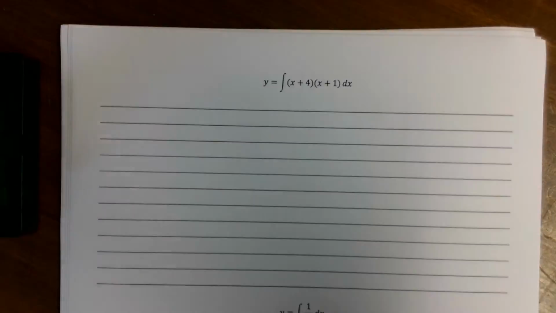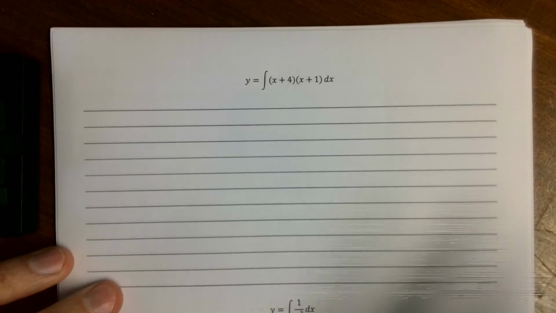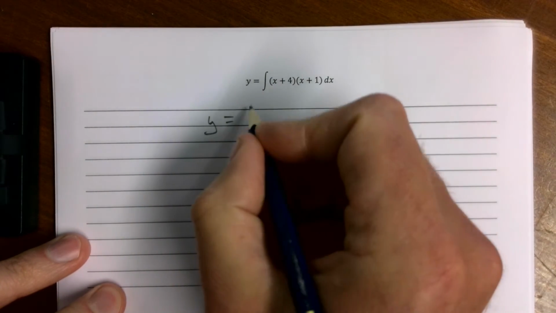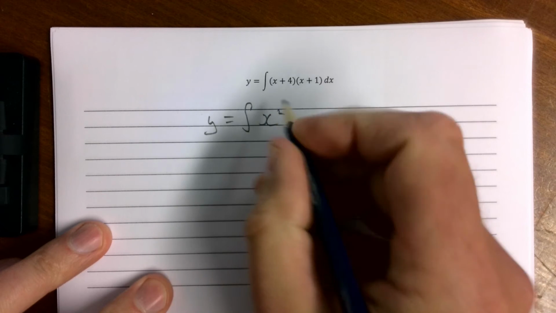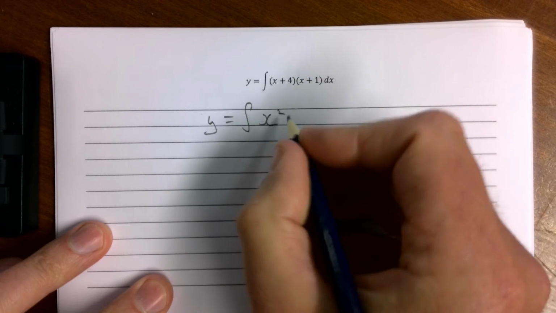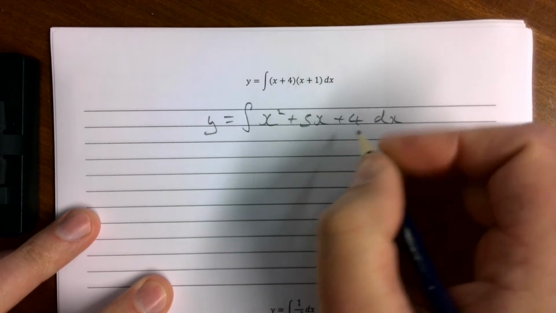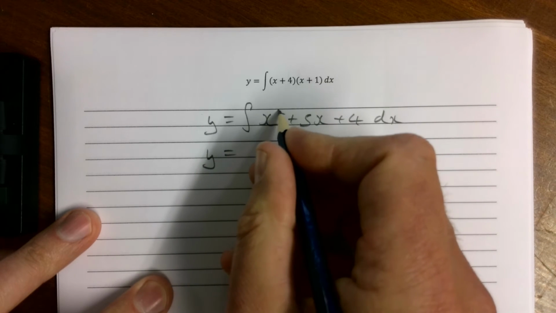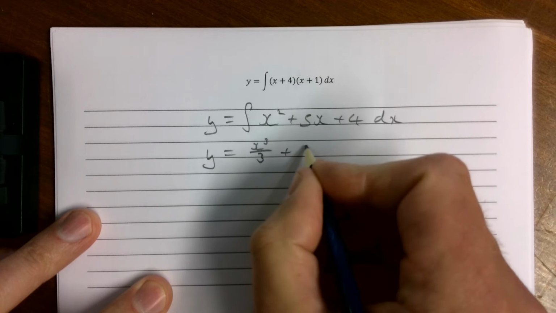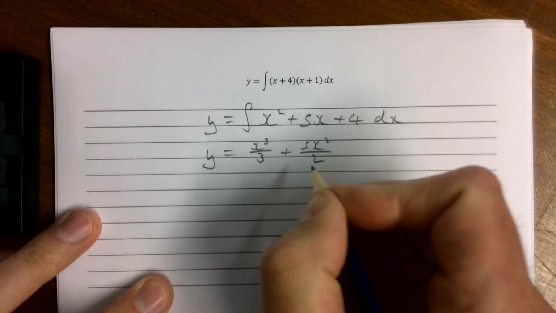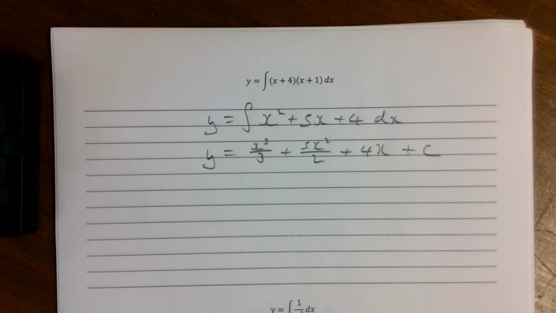Again, get into the proper form. So that's going to be y equals the integral of, doing FOIL here, x squared, outer and inner together, 1x, 4x, that's plus 5x plus 4 dx, and then integrating, add 1 to the power, divide by the new power, x cubed over 3, add 1 to the power, divide by the new power, plus 4x plus c.